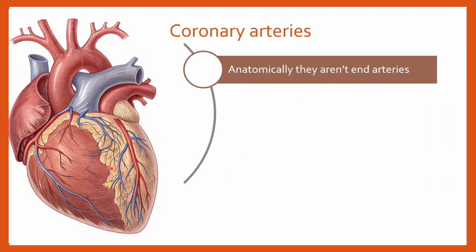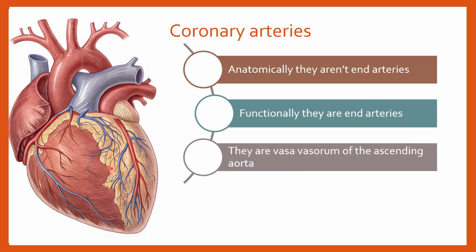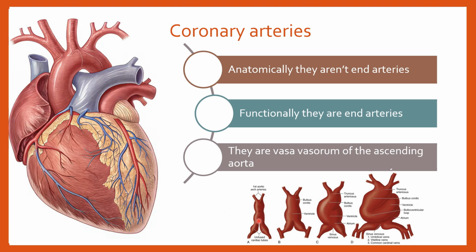So anatomically, these coronary arteries are not end arteries because they anastomose with each other by their trunks, branches and sub-branches, mostly at the precapillary level. Functionally, however, they behave like end arteries, and that is because most of the anastomosis remain impervious, and they are vasa vasorum of the ascending aorta because the heart is developed from the fusion of the two primitive endothelial tubes which represent the ventral aorta.